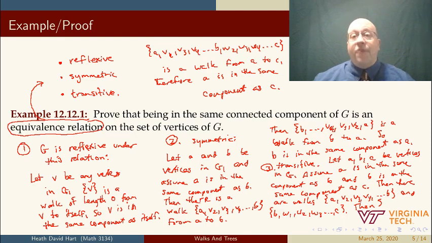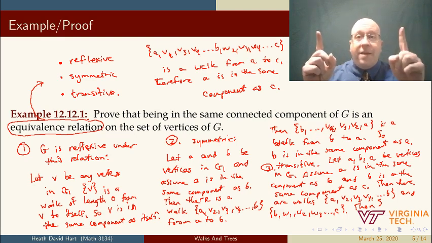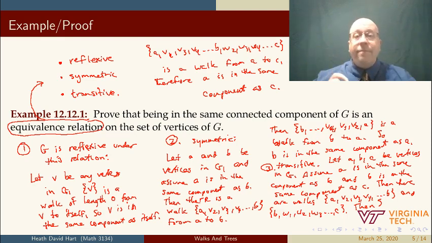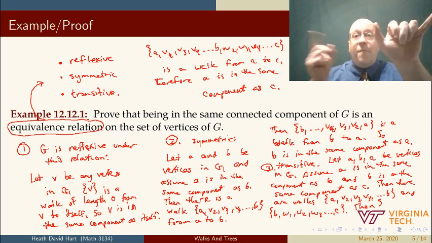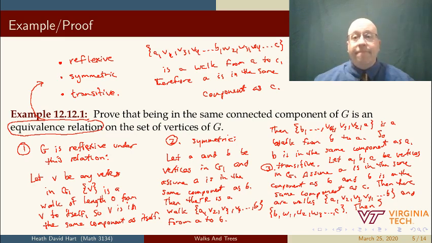The graph is symmetric because if I can walk from A to B, then I can walk from B to A. And the graph is transitive because if I can walk from A to B and then walk from B to C, then I can walk from A to B to C. Okay?